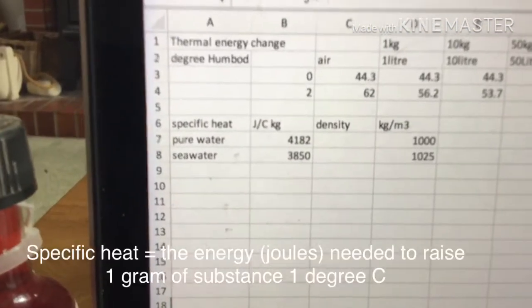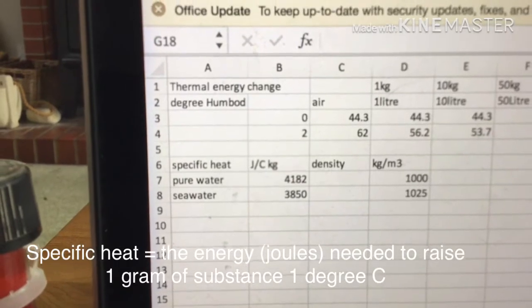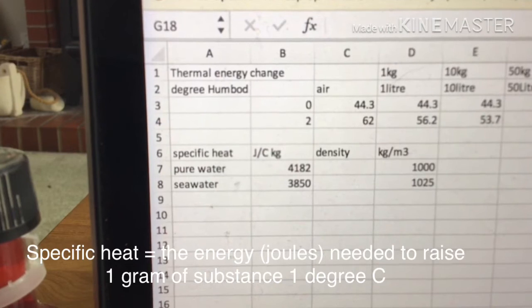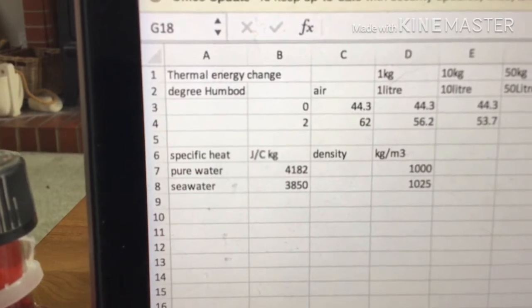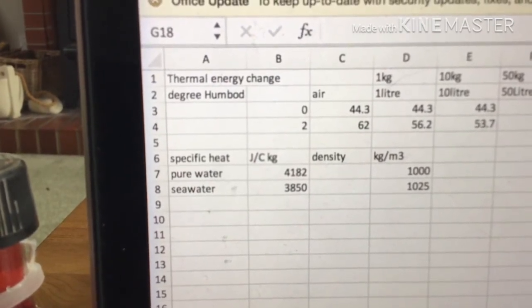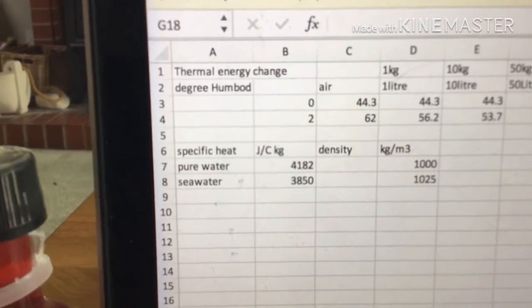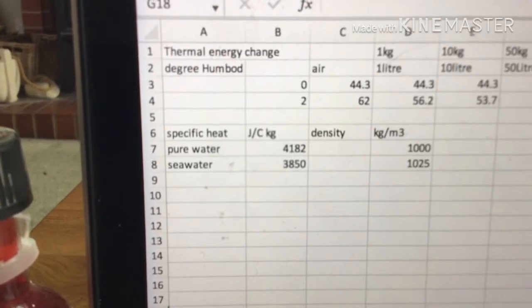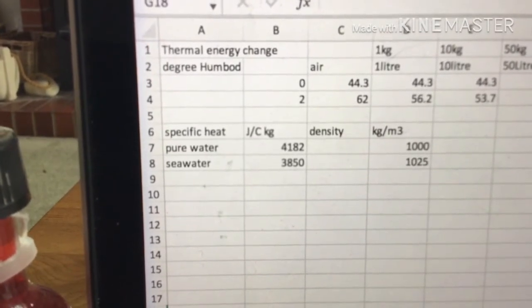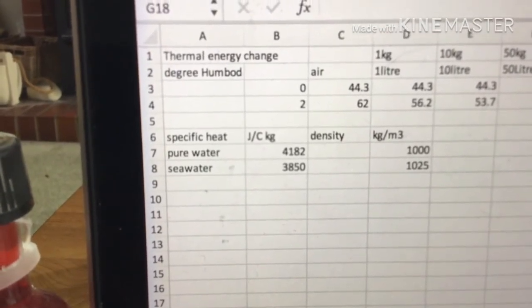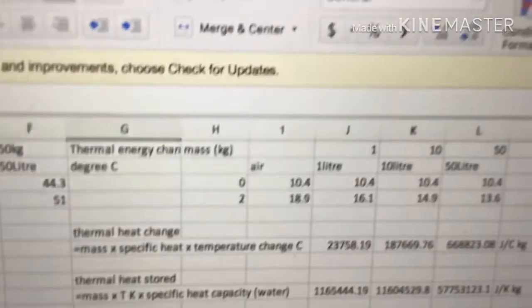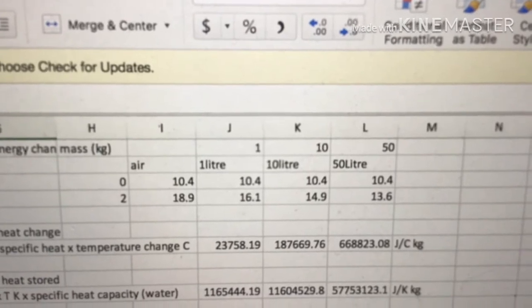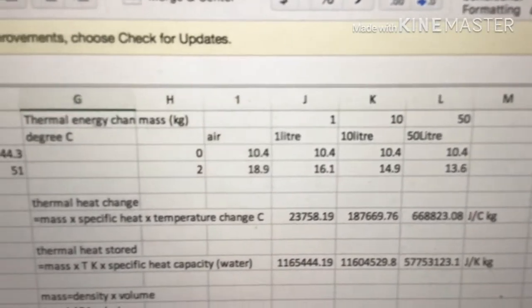And we've got specific heat, which is unique to the material or substance, and you can see the specific heat, that is the joules of energy per kilogram in degrees centigrade, is 4182, and for seawater 3850. There are reasons for that which we won't go into, and we've got over here the temperature shift in the first 2 hours of our experimental situation.